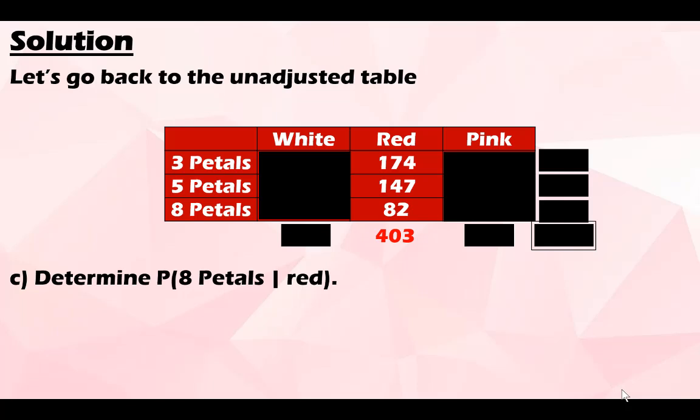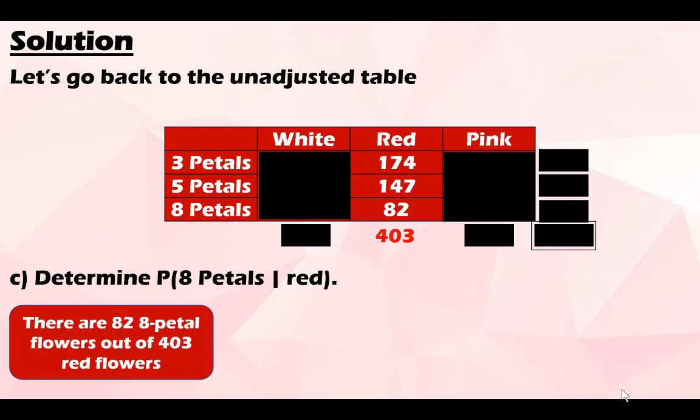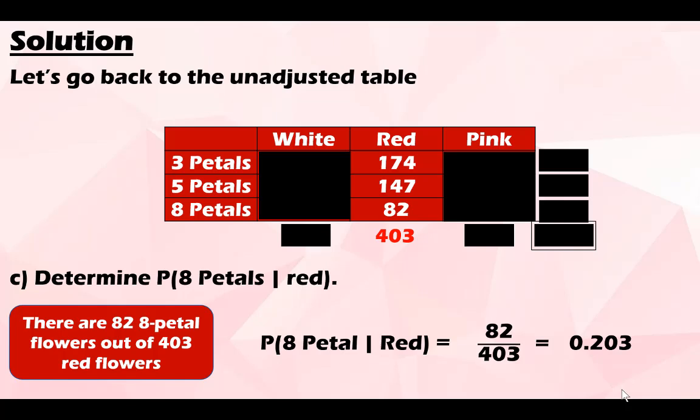So when we look at the 8-petal flowers from this group, there were 82. 82 8-petal flowers out of 403 red flowers. So the probability of choosing an 8-petal flower, if we know the chosen flower was red, is 82 out of 403. Again, this is a fraction that doesn't reduce, but as a decimal, it's 0.203. And that's your answer to part C.